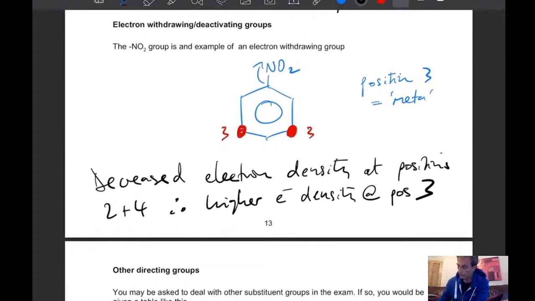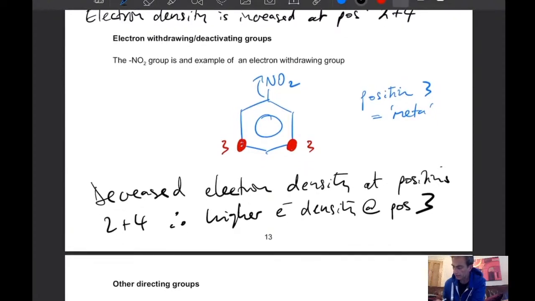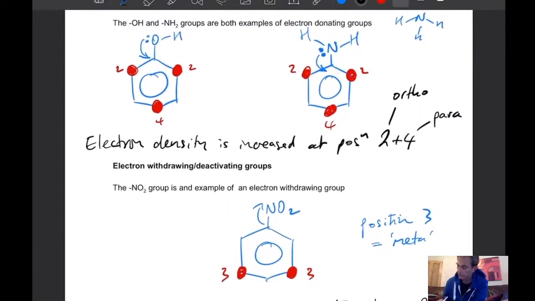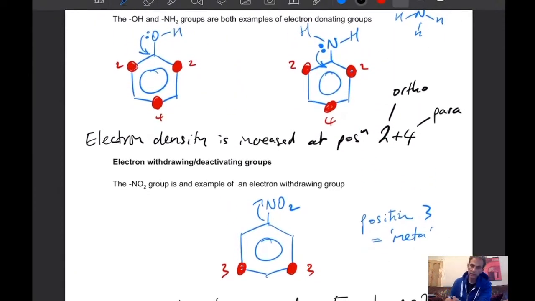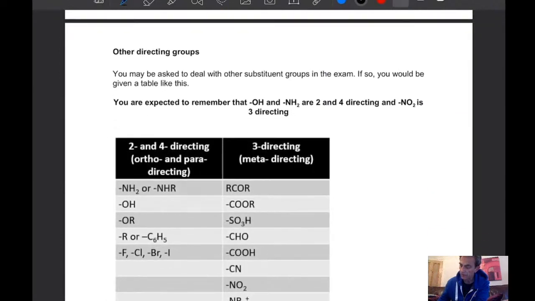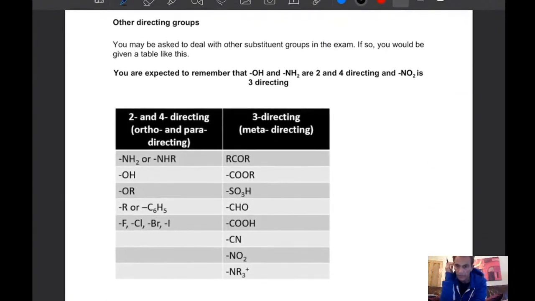So for OCR anyway, I'm not sure about other exam boards, the only directing groups that you need to know from memory are the nitro group, NO2, the NH2 group, and the OH group. They're the three you must commit to memory. If any other directing groups feature in questions, and they do sometimes put them in, they will always give you a table to refer to.